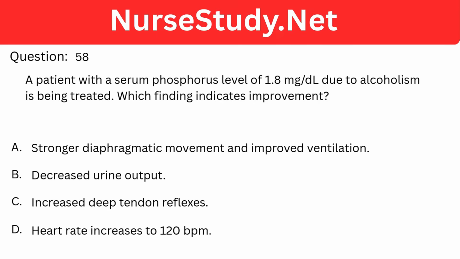Question 58. A patient with a serum phosphorus level of 1.8 milligrams per deciliter due to alcoholism is being treated. Which finding indicates improvement? A. Stronger diaphragmatic movement and improved ventilation. B. Decreased urine output. C. Increased deep tendon reflexes. D. Heart rate increases to 120 beats per minute.